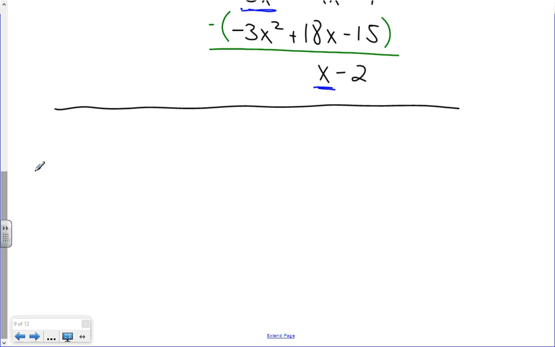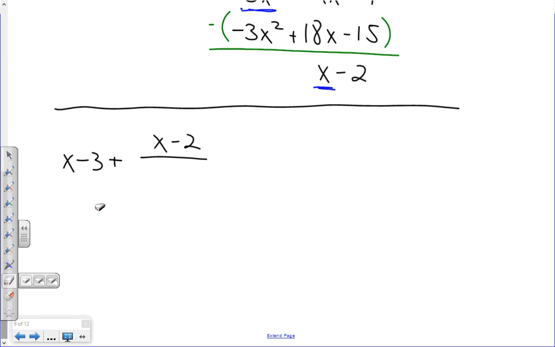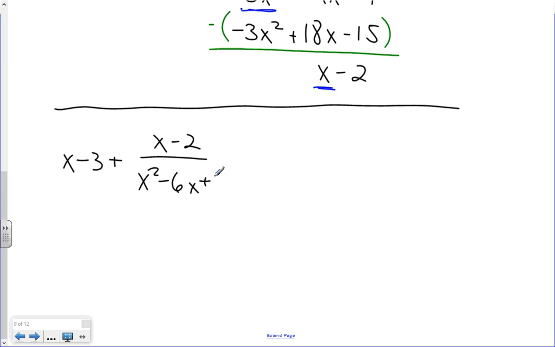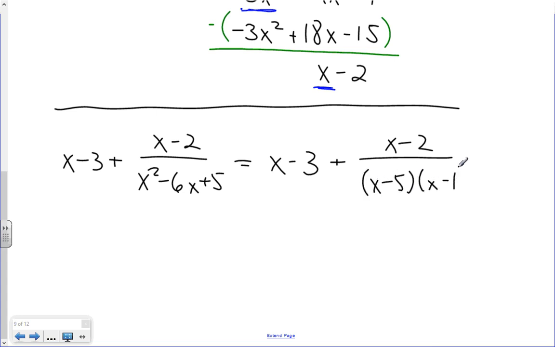So I'll rewrite this. I've got x minus 3, and then plus the x minus 2 divided by, I was going to factor this, but I'll wait. Let's just rewrite it as is, and then we'll factor the denominator: x squared minus 6x plus 5. Let's go ahead and factor that right now. The x minus 3 stays as is, but I can rewrite this as x minus 2 divided by, got to look for the factors of x squared minus 6x plus 5. Two numbers whose product is 5, but sum is a negative 6. That sounds like an x minus 5 and an x minus 1 will do that for me.